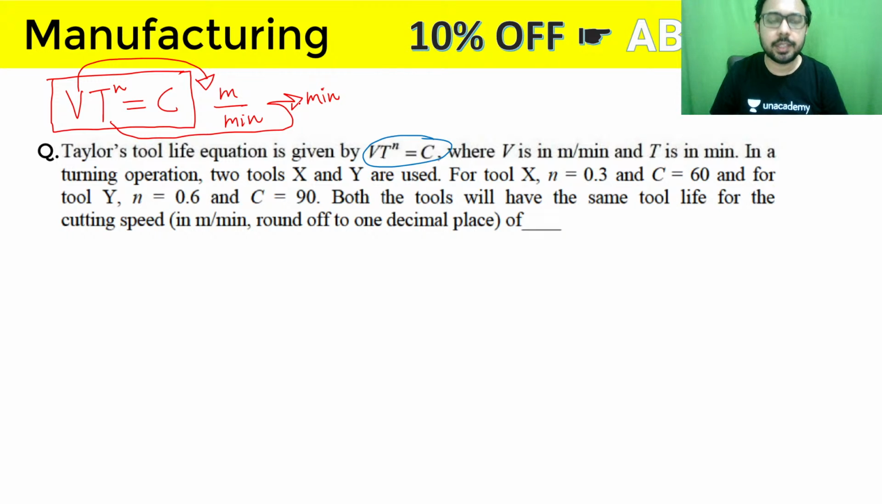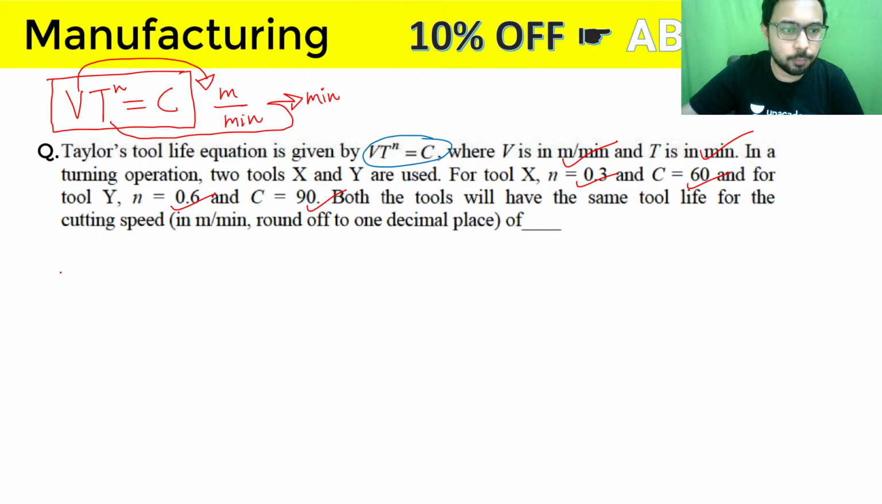If you put any other unit, you will get wrong answers, because the constant c here is calculated after putting these units only. These are the standard units you have to take unless stated otherwise, and they are given in the question also. So always remember to put v in meters per minute and the tool life in minutes. In a turning operation, two tools are used. For tool x, n and c are given, and for tool y also n and c are given. Both tools will have the same tool life for the cutting speed.